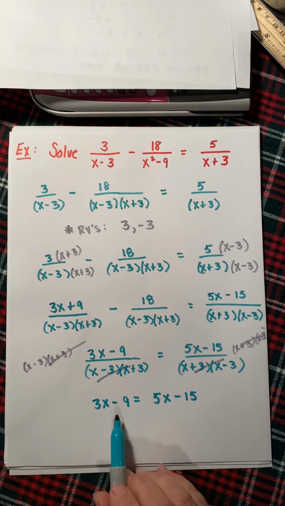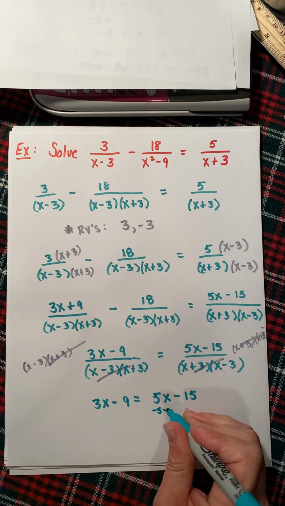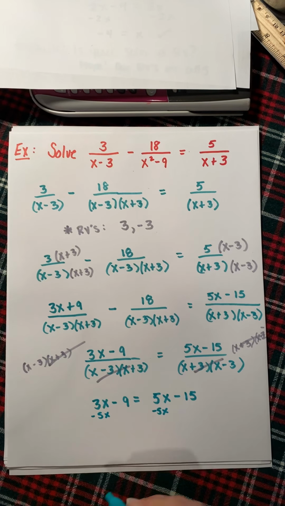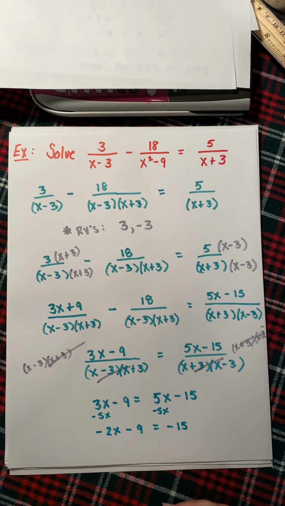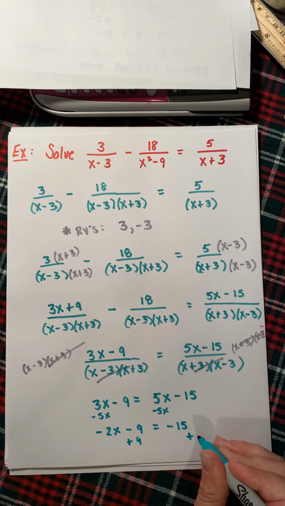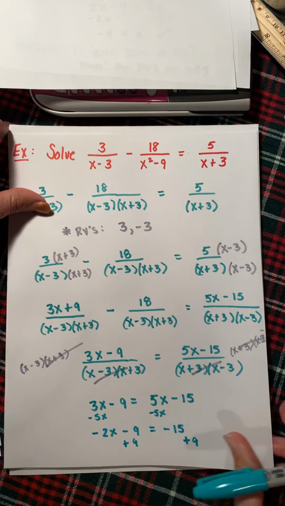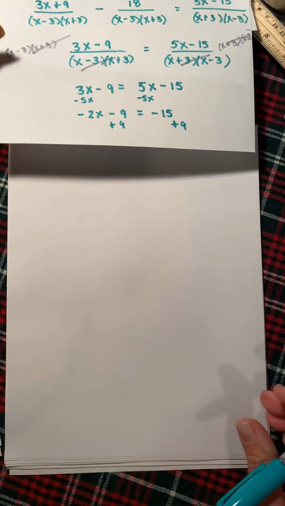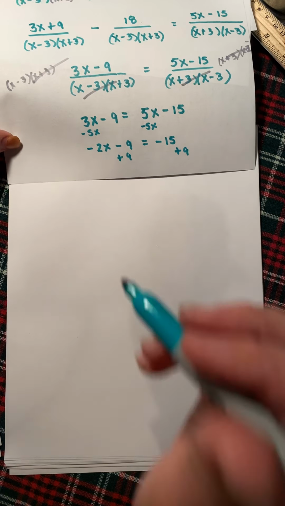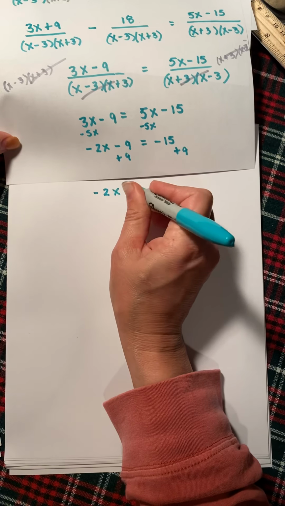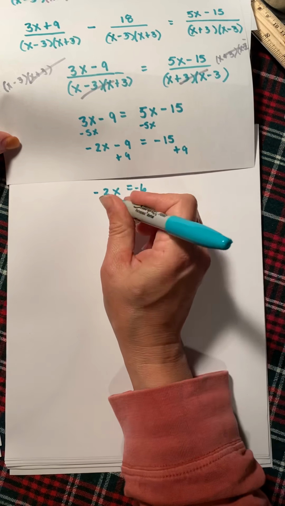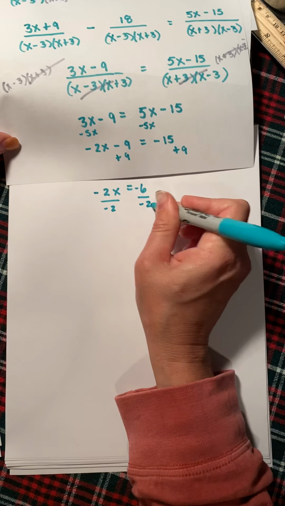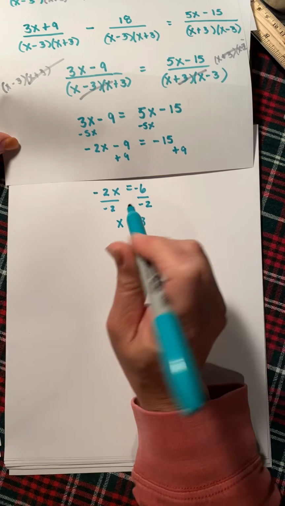So now let's solve. I'm going to bring this over here, so let's subtract 5x from both sides. So we get negative 2x minus 9 equals negative 15. We're going to add 9. I'm going to keep plugging along. So then we get negative 2x equals negative 6. Be careful, don't lose that negative 6, right? And let's divide by negative 2. X is equal to 3.